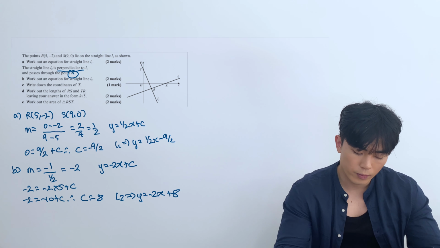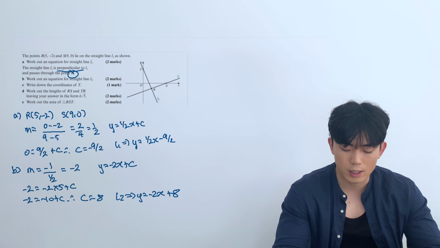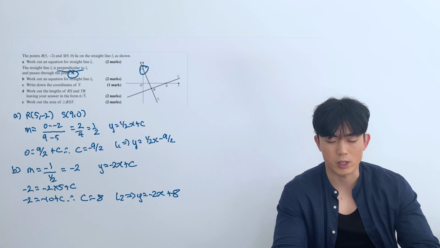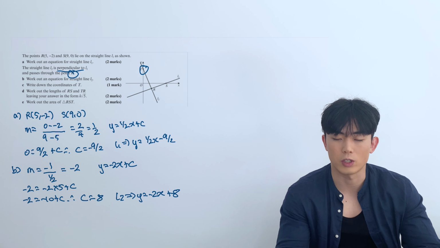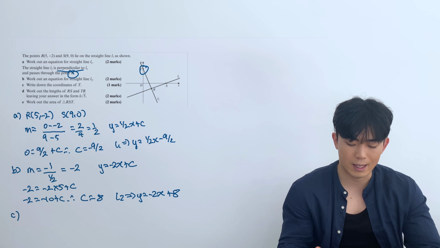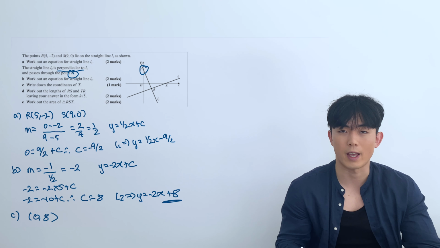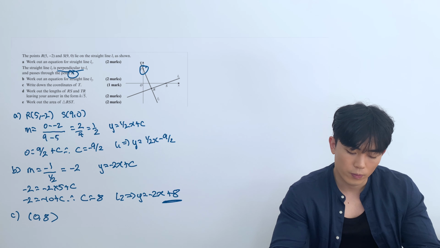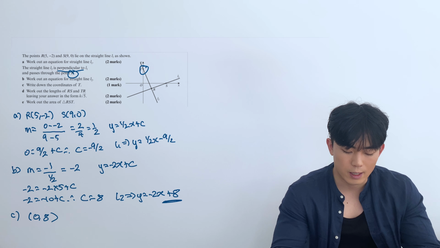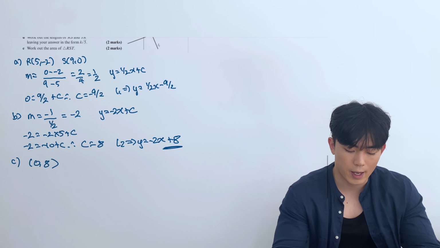Right. Write down the coordinates of T. As you can see from the graph, T is the point at which it crosses the y-axis. When L2 crosses the y-axis, it's actually the y-intercept, right? So it's just going to be 0, 8, the y-intercept of the L2 equation. D, work out the lengths of RS and TR, leaving your answers in the form k root 5.